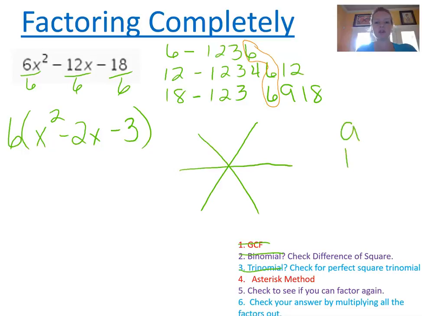You need to find your A, your B, and your C. And remember that this is what is inside the parentheses. So the A is 1. We love when the A is 1. It makes it easier. B is -2. Don't forget the sign in front. And C is -3. Don't forget the sign in front.